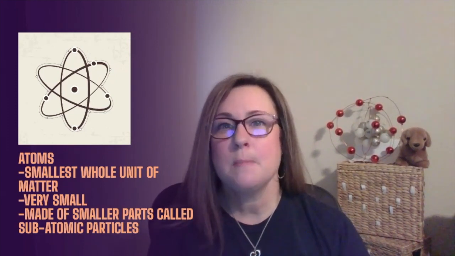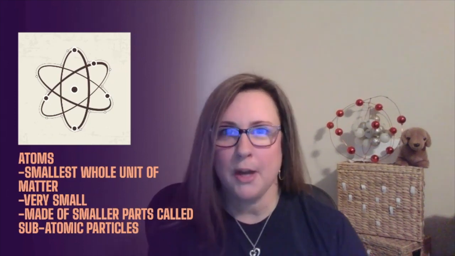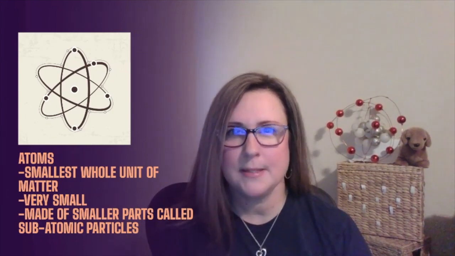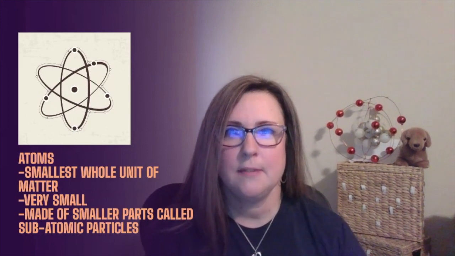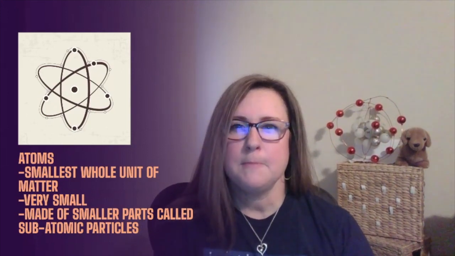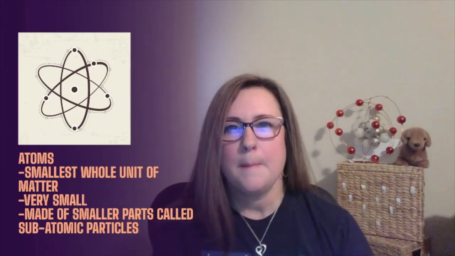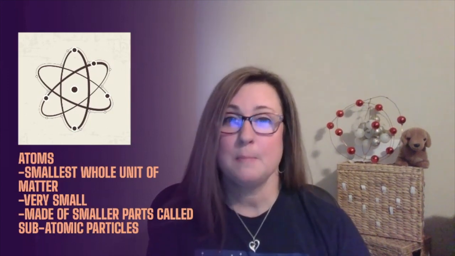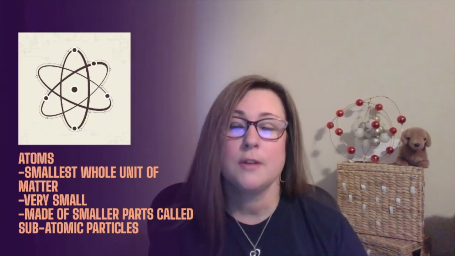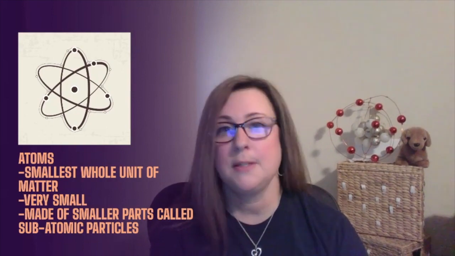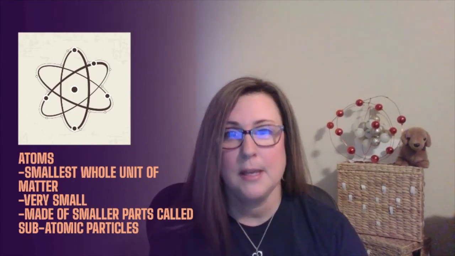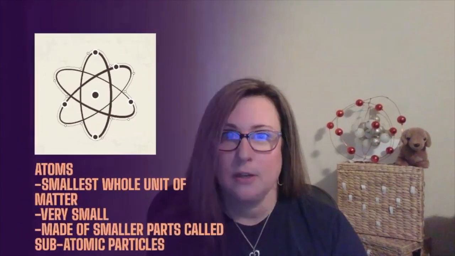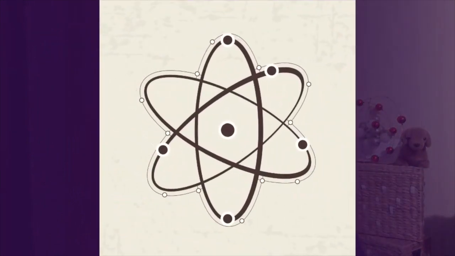So, an atom is the smallest whole unit that matter can get down to, and it still be considered truly a piece of matter. They're very, very small, but the weird thing is they're made of even smaller parts, and those are called subatomic particles. So, we're going to be talking a lot about those. So, if you look at this picture here, you've probably seen this kind of picture before. It's pretty famous. This is a typical picture of what you would see as an atom.